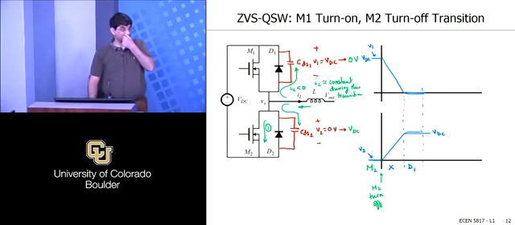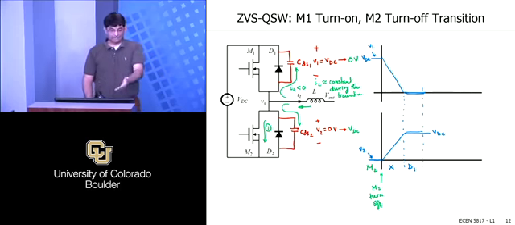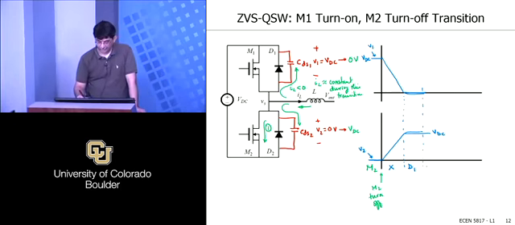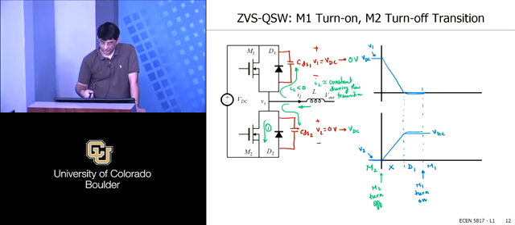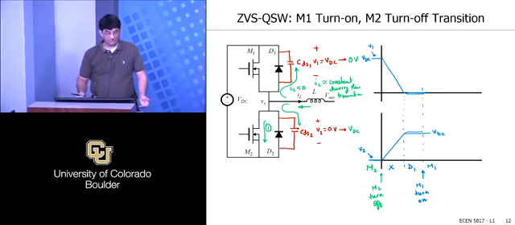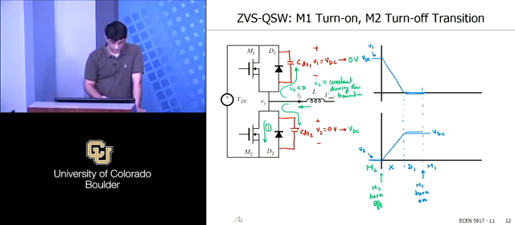So now once D1 is conducting, we have the opportunity to turn on M1, right? And it has no voltage across it. It's essentially 0 volts, right? So then I can just go ahead and turn on M1, all right? And if I do that, then essentially I have 0 voltage turn on of M1, right?